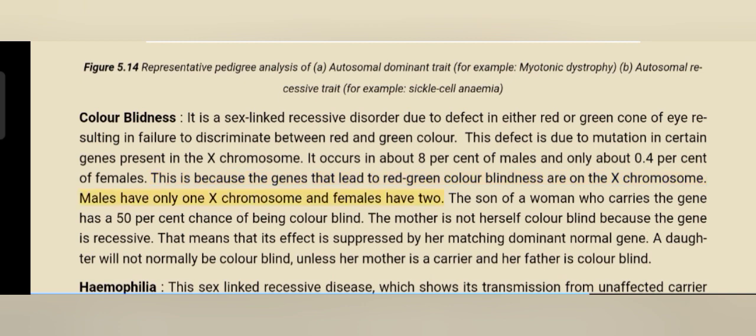Males have only one X chromosome and females have two. The son of a woman who carries the gene has a 50% chance of being colorblind. The mother is not herself colorblind because the gene is recessive. That means that its effect is suppressed by her matching dominant normal gene. The daughter will not normally be colorblind, unless her mother is a carrier and her father is colorblind.